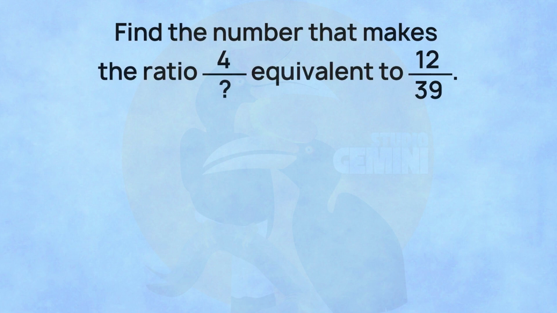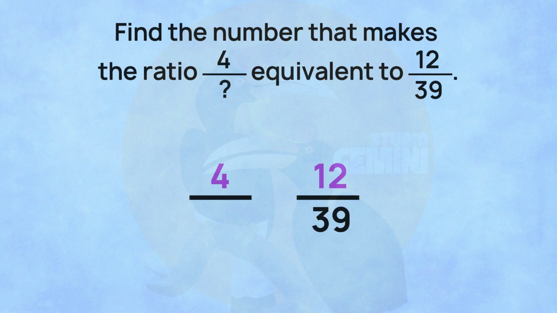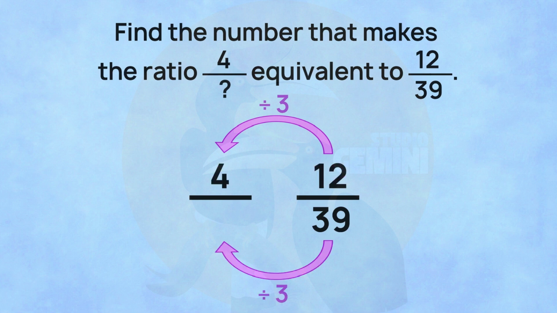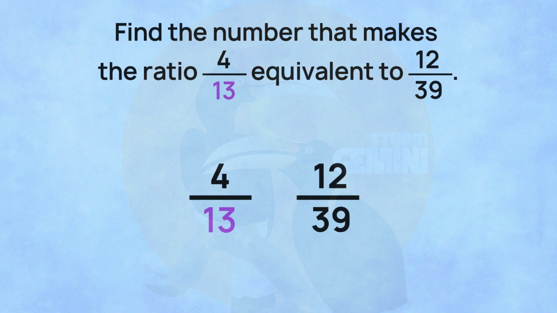In our first example, we are asked to find the number that makes the ratio 4 over blank equivalent to 12 over 39. I will first line my ratios next to one another and identify that I am given both numerators. When I compare, I know to get from 12 to 4, I need to divide by 3. When I go to find my missing denominator, I know I need to again divide by 3. When we do that division, we get 13. This means our missing number is 13, and the ratios 4 over 13 and 12 over 39 are equivalent.